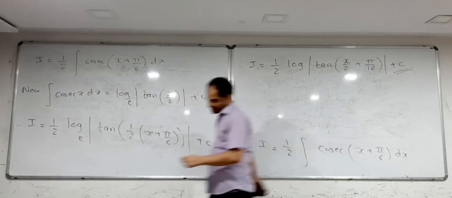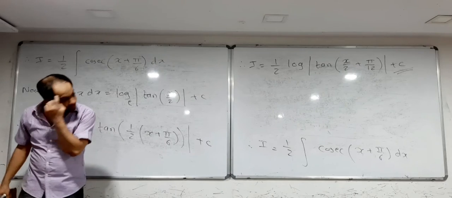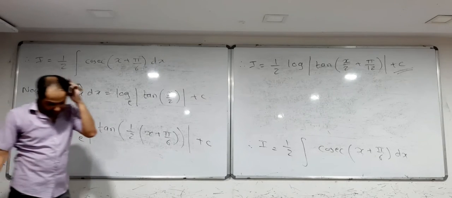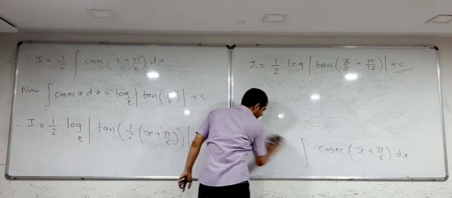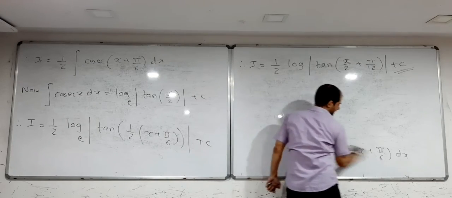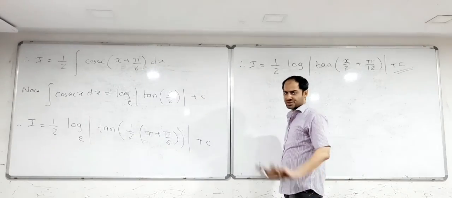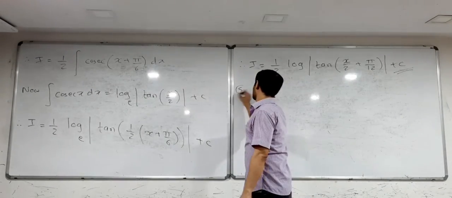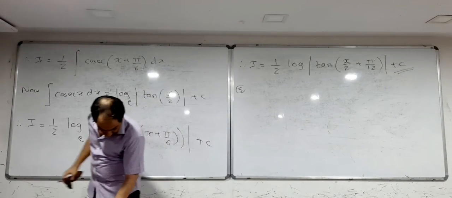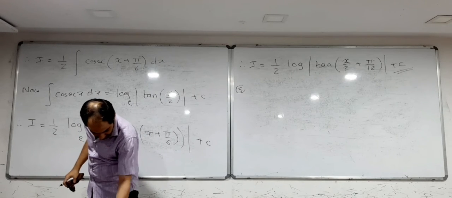Let me check the answer: 1/2 log of mod of tan of x by 2 plus pi by 12. You will get the answer which will be in the option for JEE Mains or any other such entrance exam. It is a standard 3 or 4 mark question. Okay. Now let us solve two more such questions of the same type.